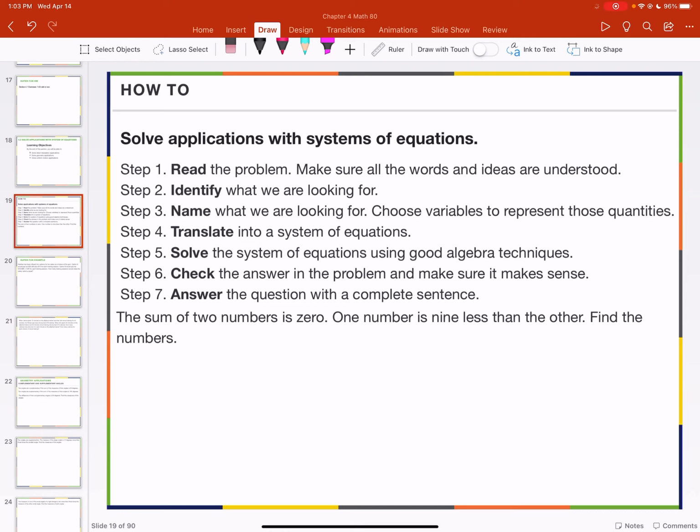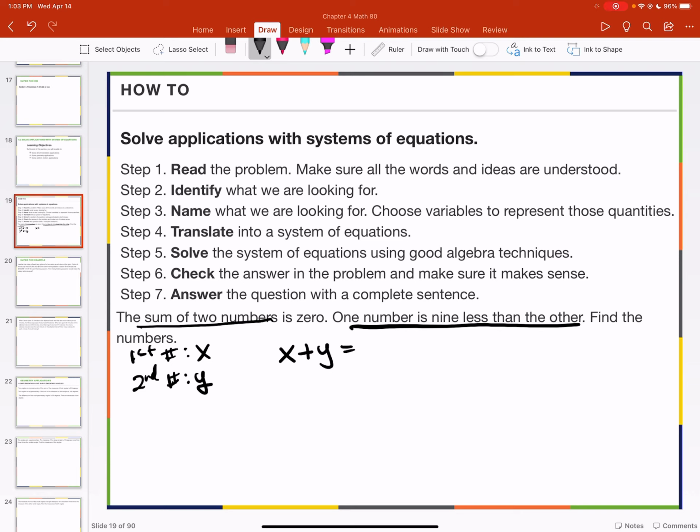So let's try this one here. We have: the sum of two numbers is 0. One number is 9 less than the other. Find the numbers. So let's let x be the first number, and then the second number, we can use y to represent that. The sum of these two numbers, so x plus y is equal to 0. So that's the first sentence.